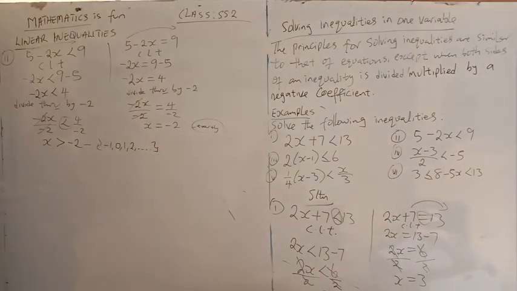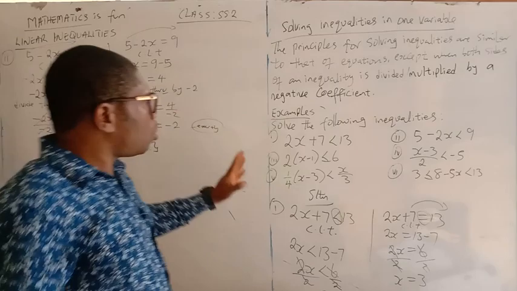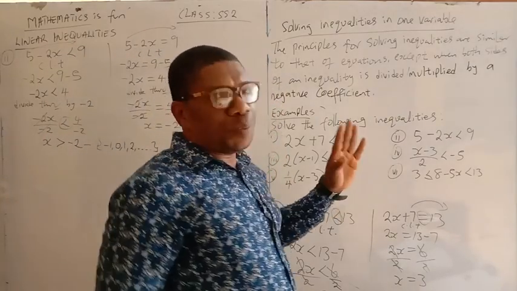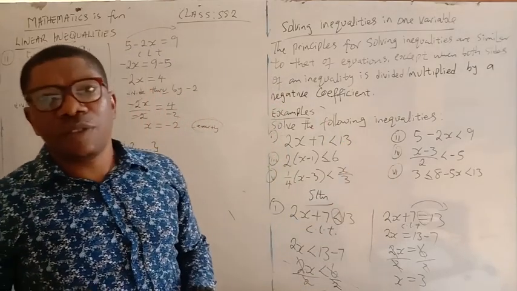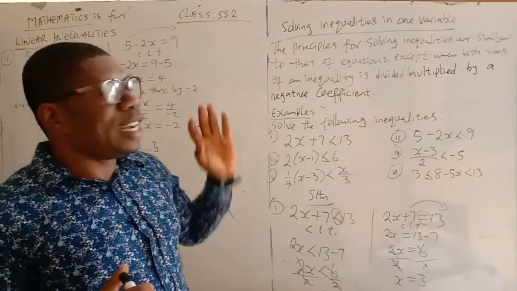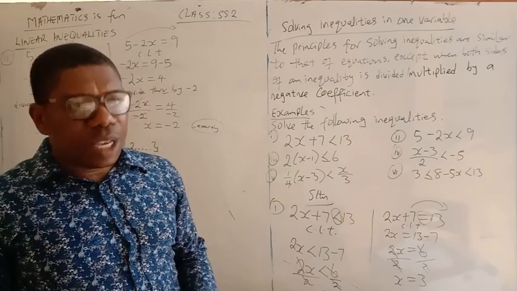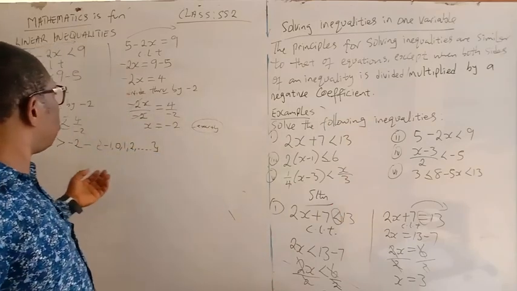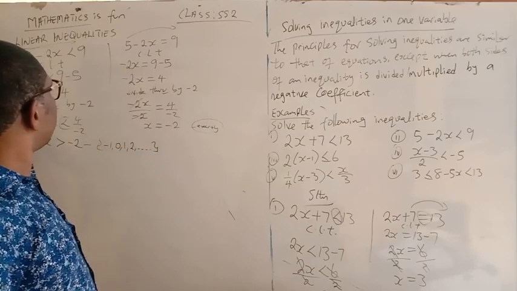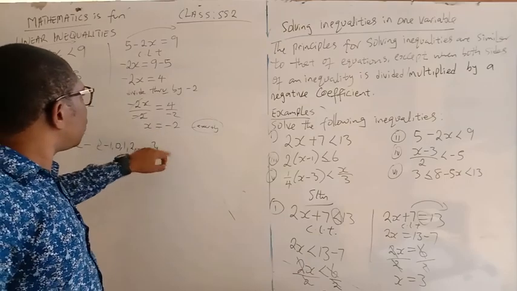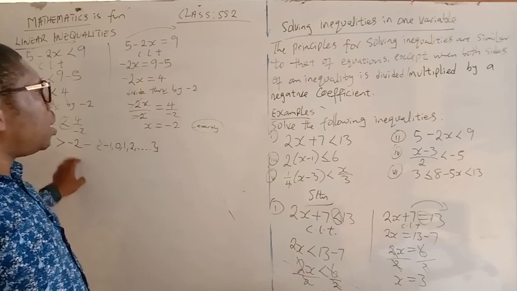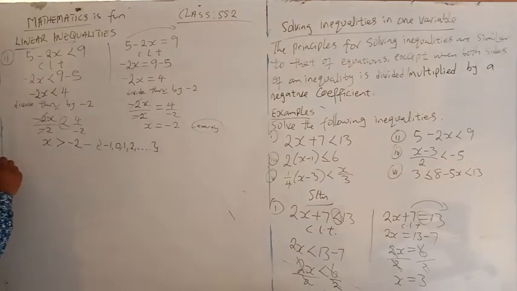That's the difference in the solving. When you solve inequalities, you solve it the same way you solve an equation. But when it comes to dividing through by a negative coefficient, the equal sign will not change, but the inequalities will change. Now let's go to the third one.